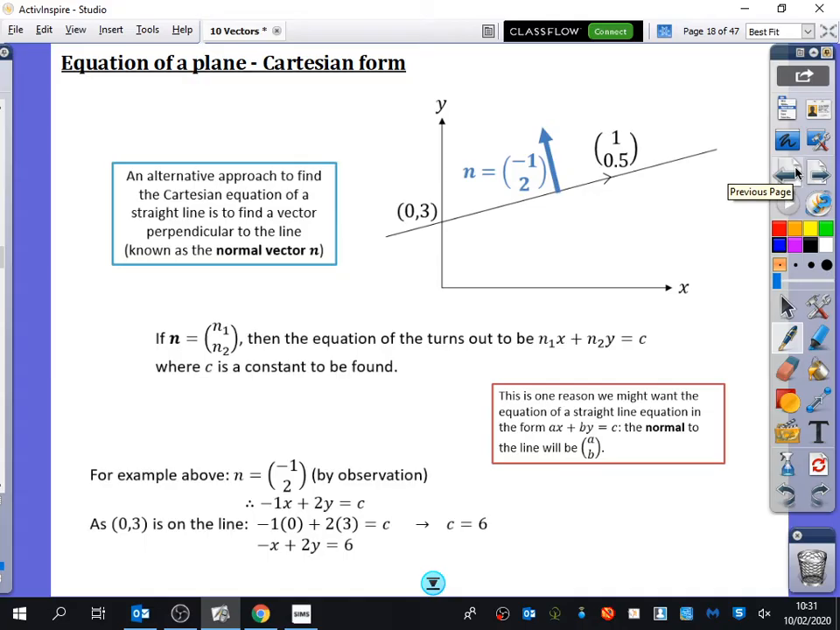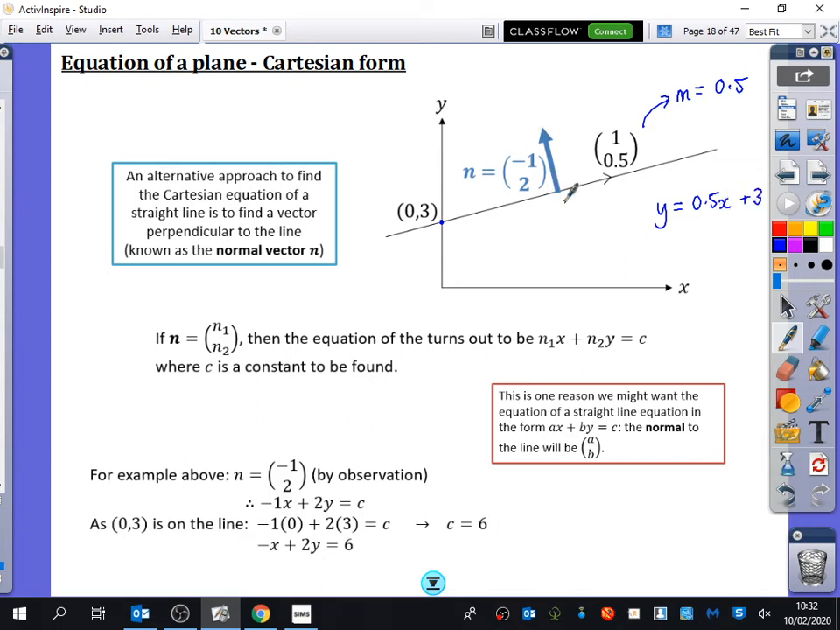So an alternative approach to find the Cartesian equation of a straight line is to find a vector perpendicular to the line, known as the normal vector n. So I've got this particular line here, and (0, 3) is its intersection point, and its direction vector is (1, 0.5), which means as you go across 1, you're going up 0.5. So in other words, the gradient is 0.5. So we can tell that the equation of this line is y = 0.5x + 3.